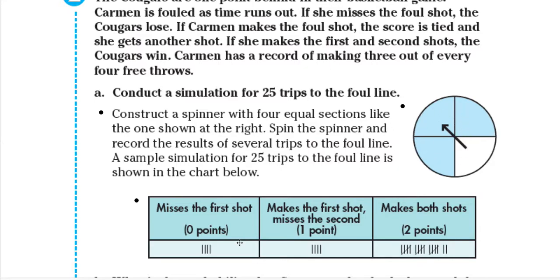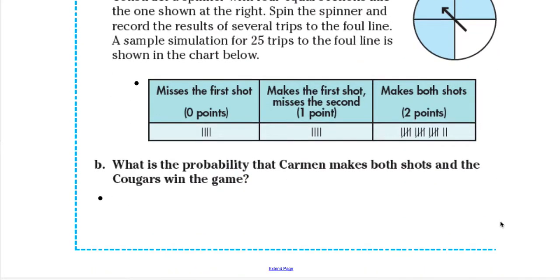Misses the first shot, 0 points. Tally marks here. Every time you spin the spinner, you make a tally mark. And if you notice at this point, makes both shots. The tally marks here indicate 17 times that she makes 2 points, 4 times that she makes only 1 point, and 4 times that she makes no points.